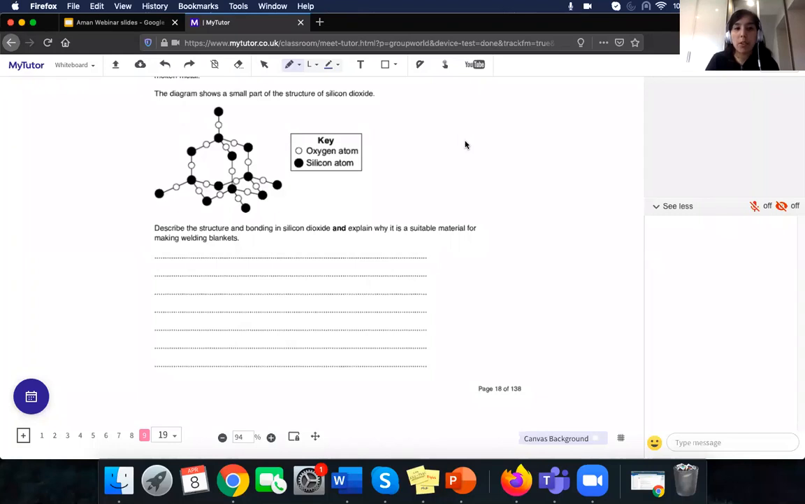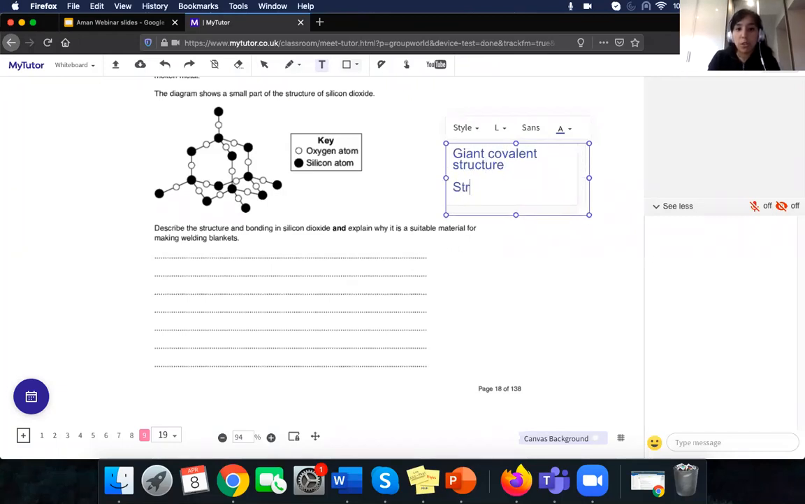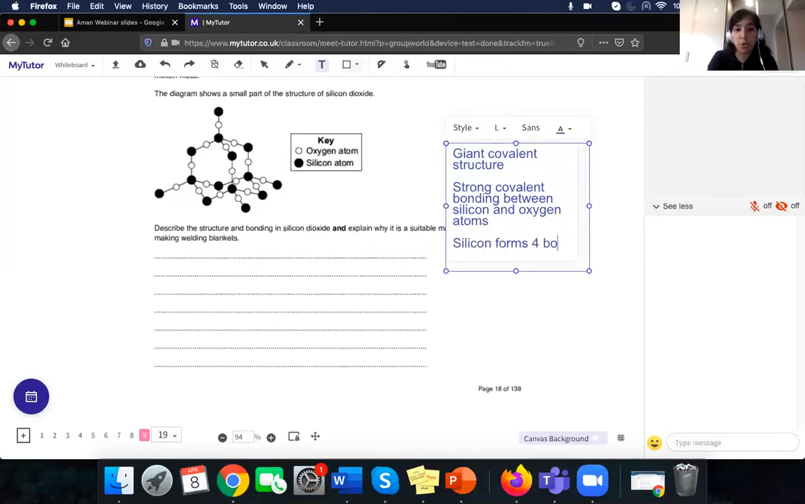Brilliant. So someone's saying there are lots of covalent bonds between oxygen and silicon atoms in the structure, which means that a lot of energy would be required to break those bonds and melt silicon dioxide. That is absolutely excellent. So the main thing that the mark scheme would be looking for here is that we say that it is a giant covalent structure, first of all, that is formed. We've got these strong covalent bonds between the silicon and oxygen atoms. We can even say that silicon forms 4 bonds with each oxygen atom.